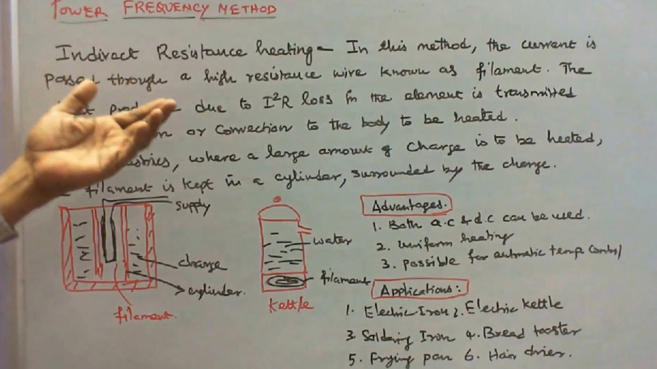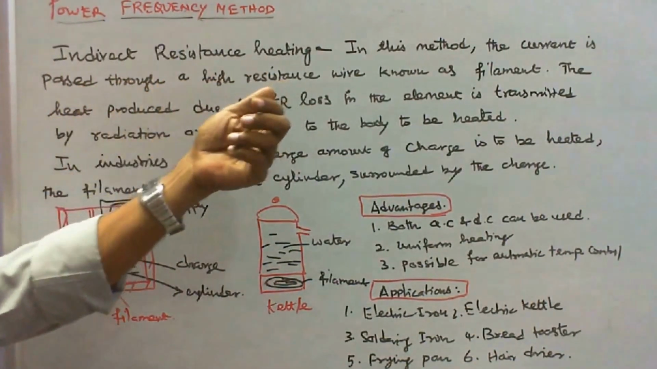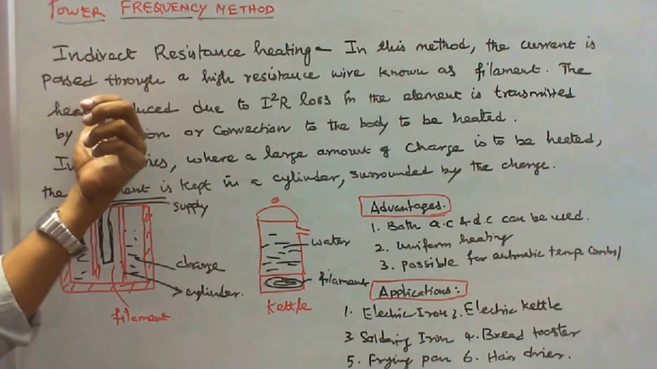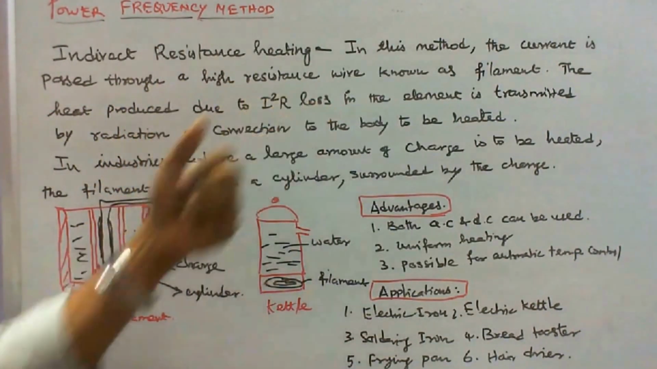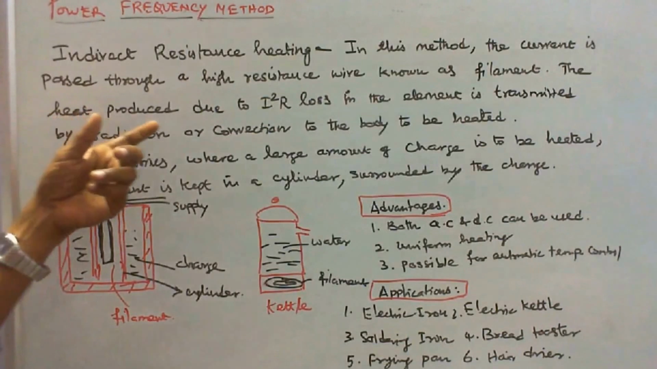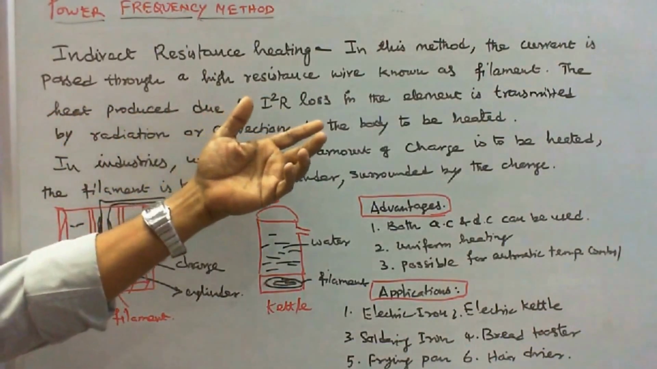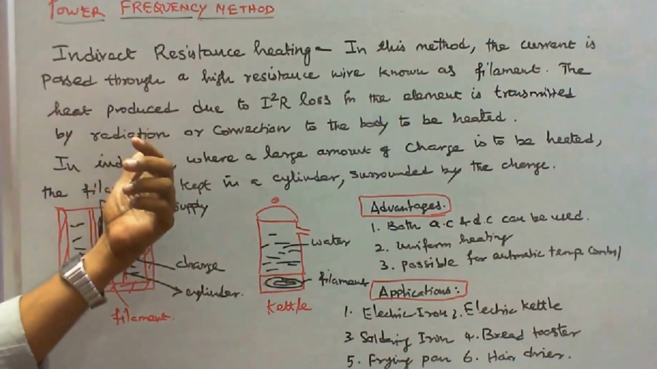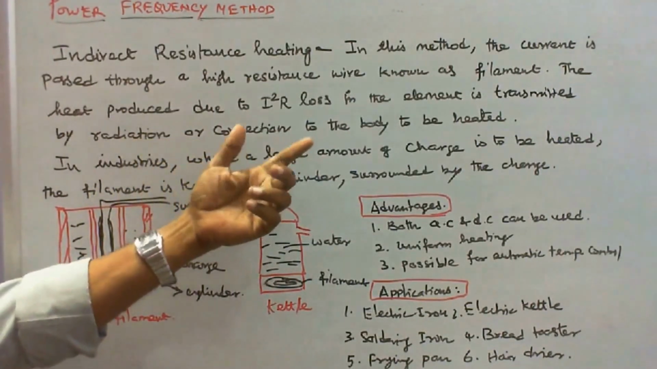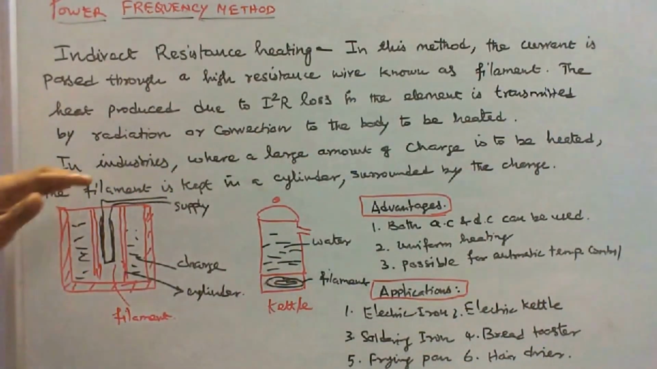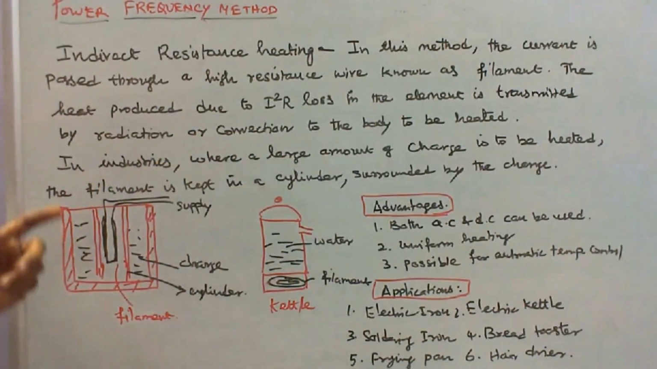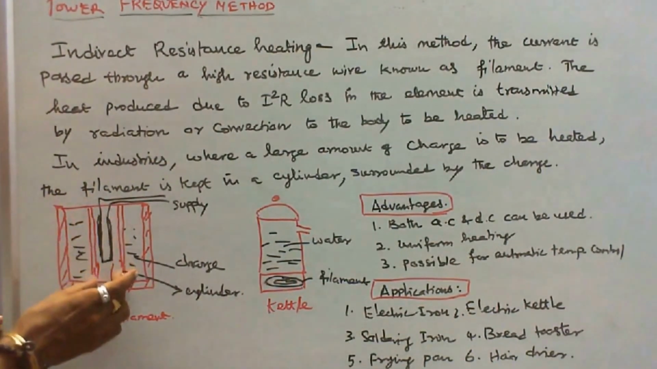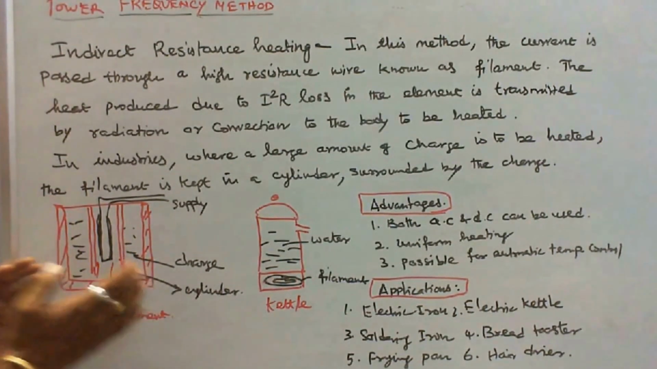Indirect resistance heating. In this method, the current is passed through a high resistance wire known as filament or element. The heat produced due to I squared R loss in the element is transmitted by radiation or convection to the body to be heated. In industries where a large amount of charge is to be heated, the filament is kept in a cylinder surrounded by the charge.